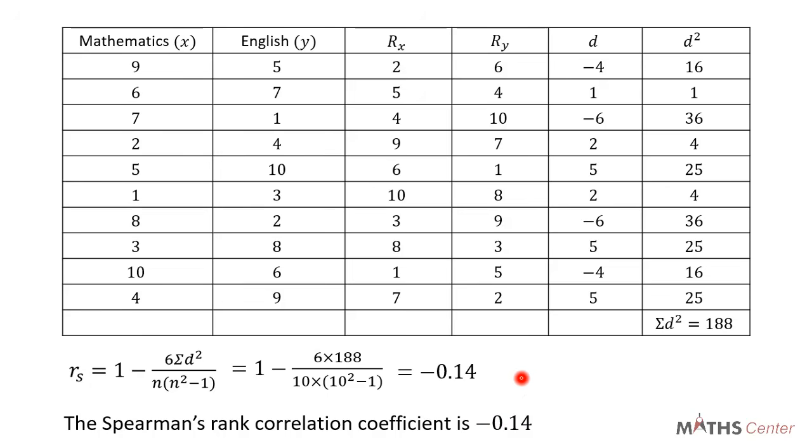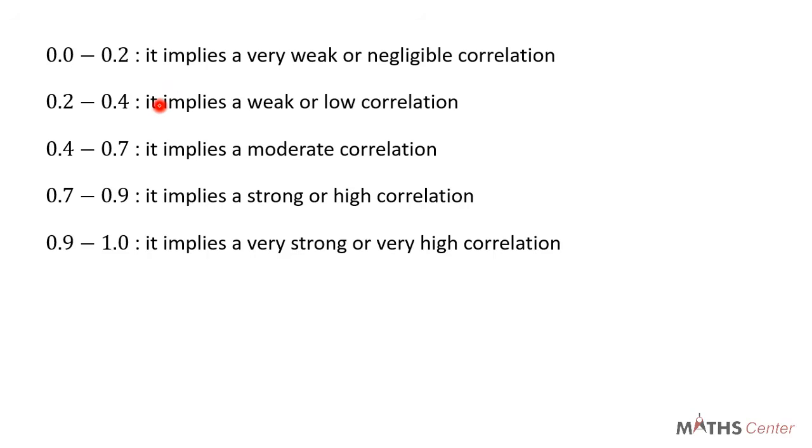The second part of the question says we should interpret our answer. What that means is that we should describe what the answer tells us about the correlation, what it tells us about the direction of the correlation and the strength of the correlation. As you can clearly see, the Spearman's rank correlation coefficient we have here is a negative number, meaning that the correlation is negative. And we have also learned that depending on the range within which the correlation falls, we can describe the strength of the correlation.